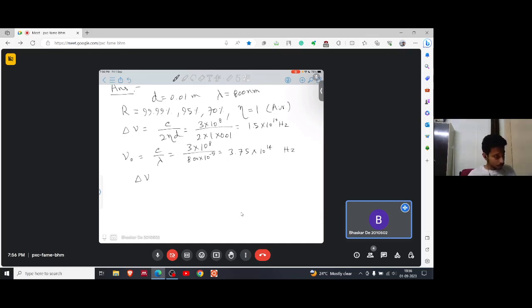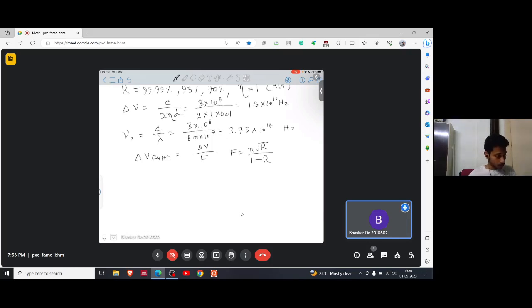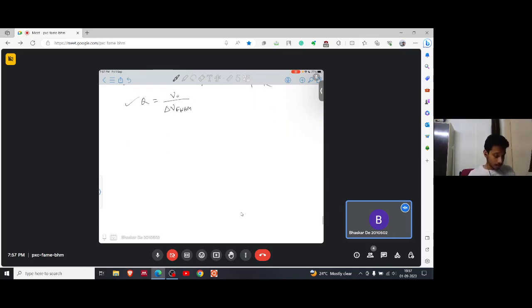Now delta nu FWHM is delta nu by F, where F is pi root R by 1 minus R. This formula is going to be used, and then there is another formula, Q equals nu naught by delta nu FWHM. These two formulas are going to be used to find the answer.